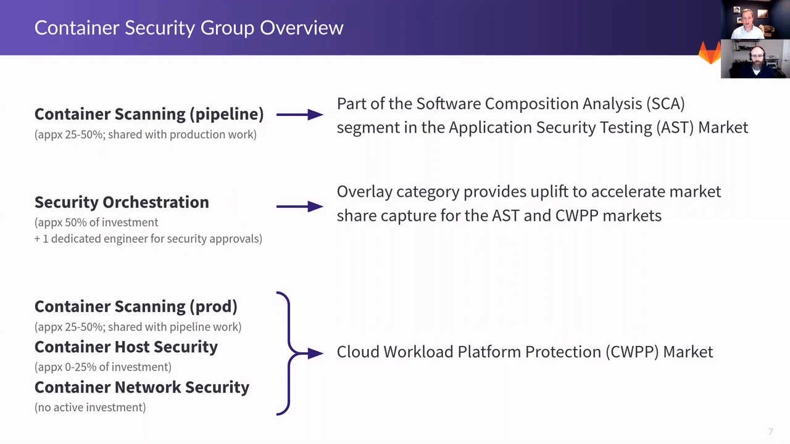First of all, we've got our container scanning category, and I actually split that into 2 components, the pipeline scanning component, and then the component of scanning in production. The pipeline component plays into the SCA market, which is part of the overall AST market, which is really all about making sure that what goes out the door is scanned and clean and ready to go into a production environment. Secondly, there's the security orchestration category.